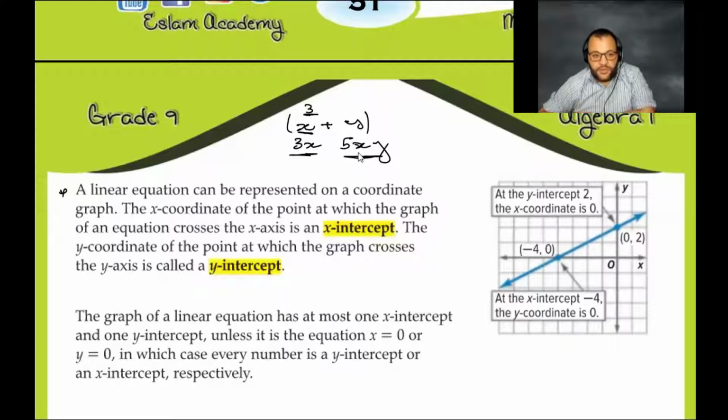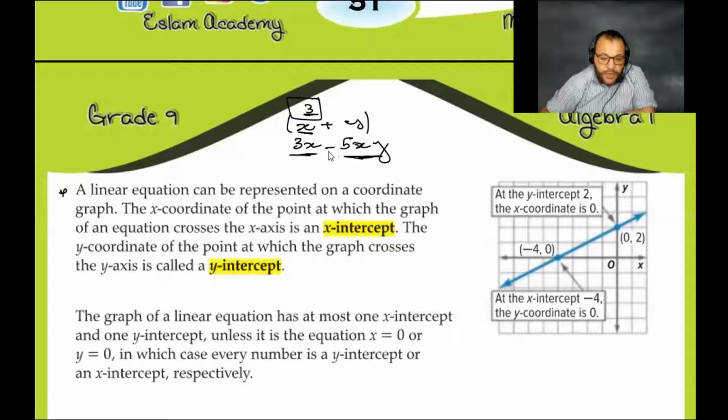5xy is one term. If you put a plus or minus between terms, you convert it from an algebraic term to an algebraic expression, which is formed from more than one term. By the way, that's called an algebraic expression. But an algebraic term is formed from one term.